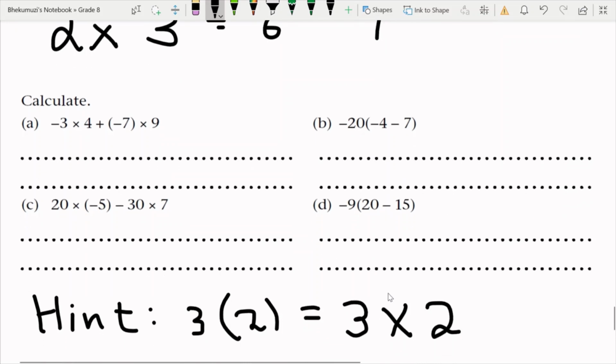Now, I'd like for you to try out the examples as the final exercise, but I did give you a hint at the bottom where we say 3 in brackets 2. It actually is the same as saying 3 times 2, just as a reminder, right? So that you don't get confused when you do D and B, hopefully you'll be able to understand what's happening there.